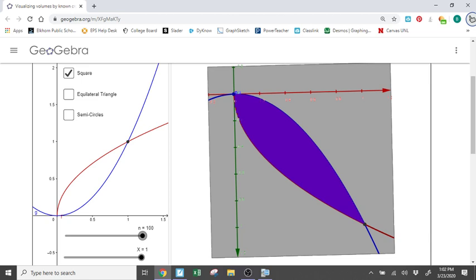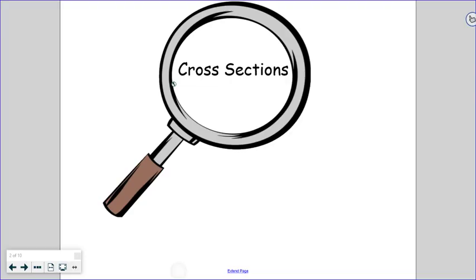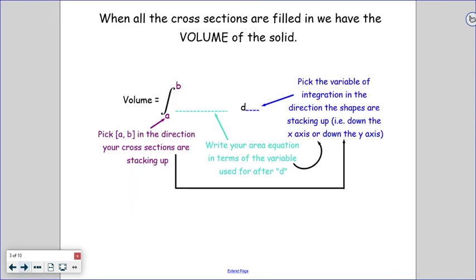So let's go back to our notes here and see then what's going to happen to find our volume. If we're using the idea of adding up a whole bunch of areas of squares, that's again the idea of integration. So what does that look like when we're finding volume? When all the cross sections are filled in, we have the volume of our solid, and we can find the volume using the integral from A to B. Now, this is not going to mean much to us at the moment, but it's going to become very important as time goes. We're going to pick our A and B, the interval, in the direction that our cross sections are stacking up. So is that going down our x-axis, or is that going down our y-axis?